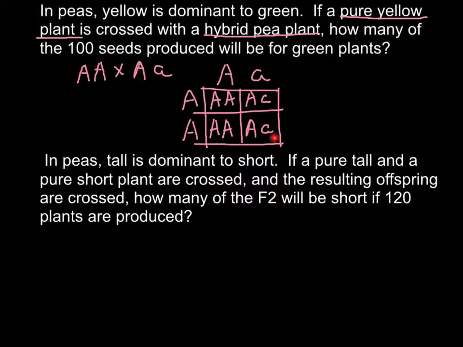So such a cross would produce 0% of the green colored seeds, because as you see we have only pure dominant plants, homozygous dominants, and heterozygous. And as long as one dominant allele is present here, this also would be yellow type seeds. So we don't have any green colored seeds here at all.